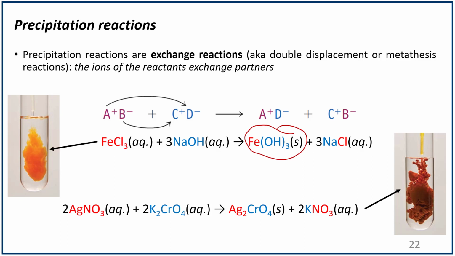This insoluble salt, and then this one is a soluble salt, and then again here you have silver chromate as the insoluble salt. You can immediately see precipitates just because they crash out colorfully out of solutions.